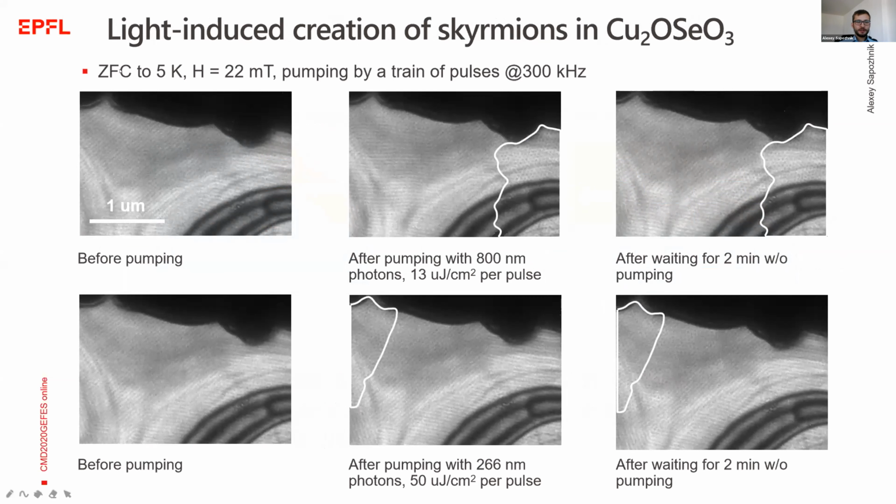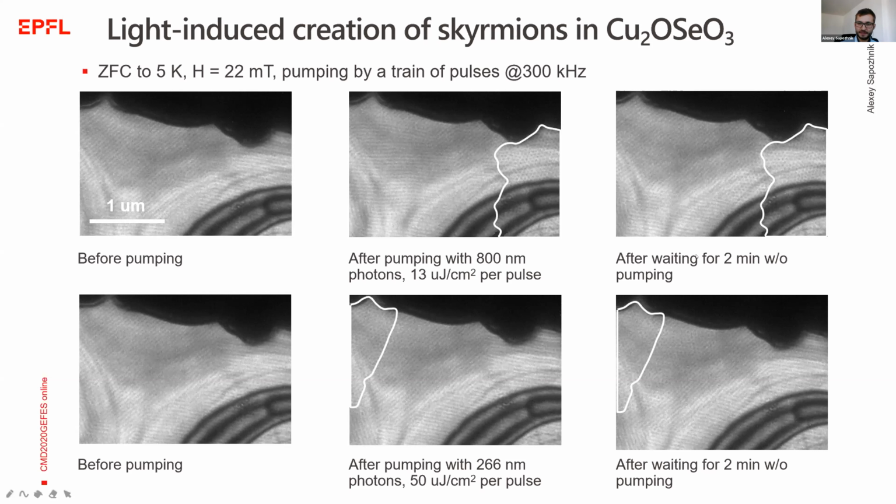In the beginning of the experiment, the lamella was zero field cooled from above the Curie temperature to 5 Kelvin, and then a magnetic field of 22 millitesla was applied. Afterward, the lamella was pumped by a train of pulses with a repetition rate of 300 kilohertz. Before pumping, the sample is in a helical state. After pumping with 800 nanometer photons, a skyrmion lattice appears, and the white line shows an approximate boundary of the skyrmion lattice.